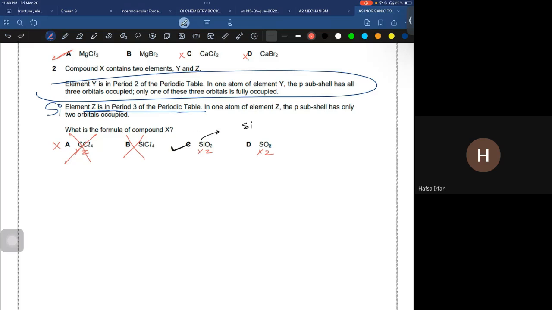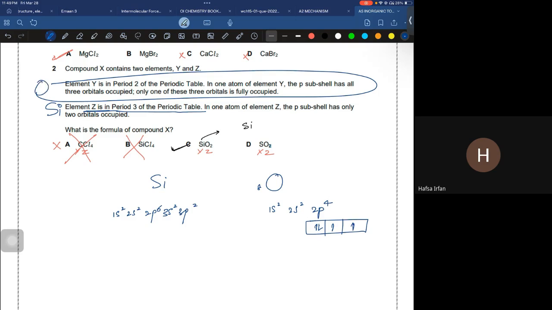Now you have to cross check this option, silicon and then oxygen. Silicon is 1s2, 2s2, 2p6, 3s2, 3p2. Oxygen is 8, 1s2, 2s2, and then 2p4. So in 2p4 you have 1, 2, 3, 4. This is for oxygen, of course.